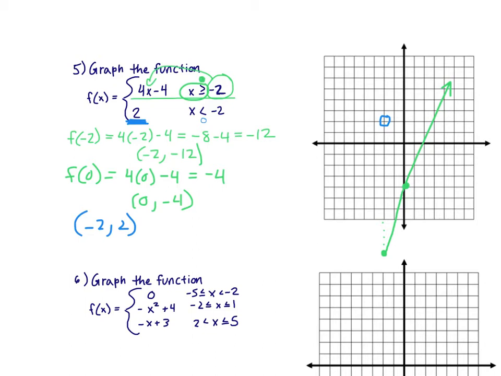Now, since it's a constant, we know it's going to be a flat line, but if we wanted to, we can just plug in a number that's less than negative 2, so we could say negative 4, and y is going to be 2. No matter what number we plug in, y is always going to be 2. So we can go to our graph, we would go to the left 4, up 2, and then we just connect those two dots, and our line goes like this.